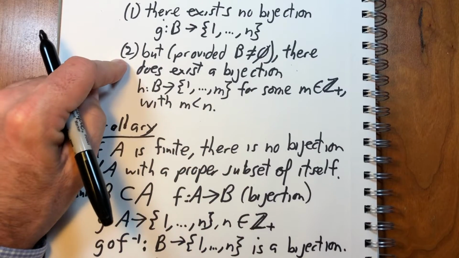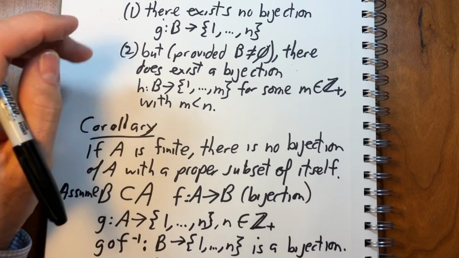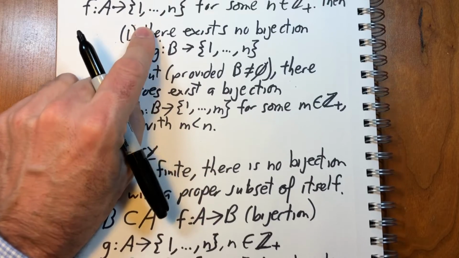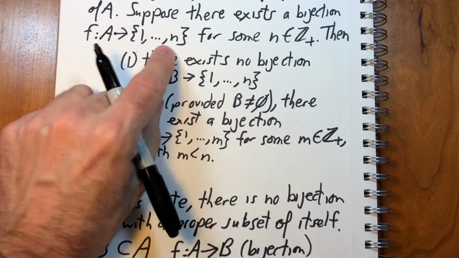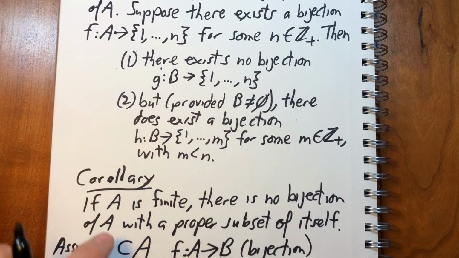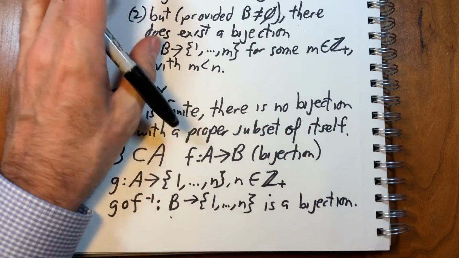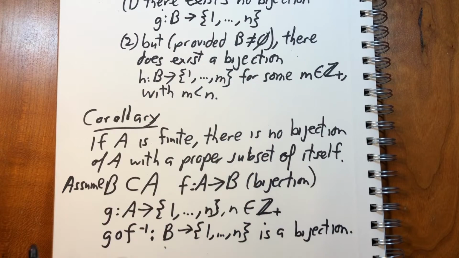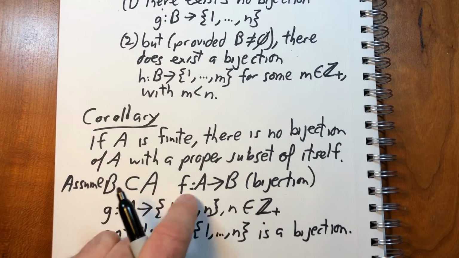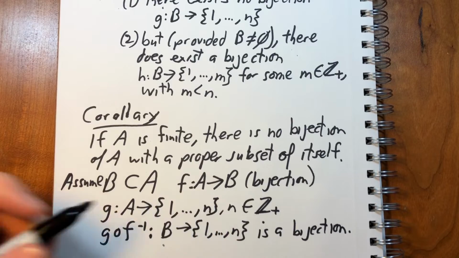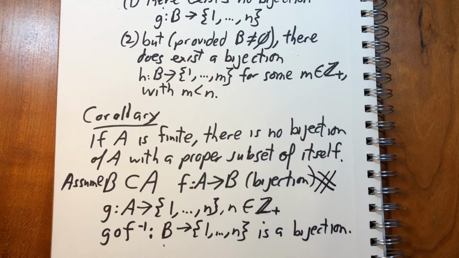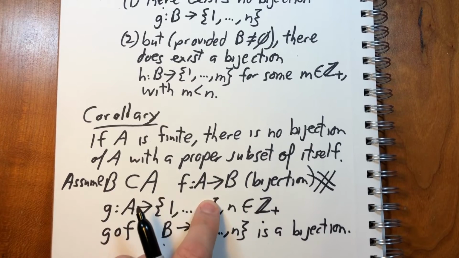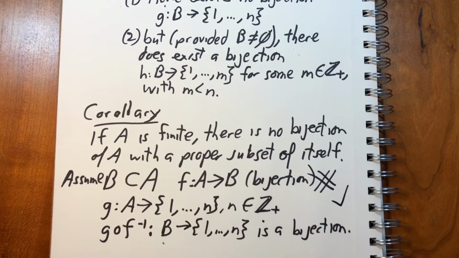But this contradicts what we just wrote down up here, because the theorem says that if A has cardinality n, meaning that there's a bijection from A to 1 to n, and B is a proper subset of A, then there is no bijection of B from 1 to n. But we just constructed one using our assumed bijection from A to B. So therefore, the assumption is wrong, and there is no bijection of A with a proper subset of itself. Okay, good.